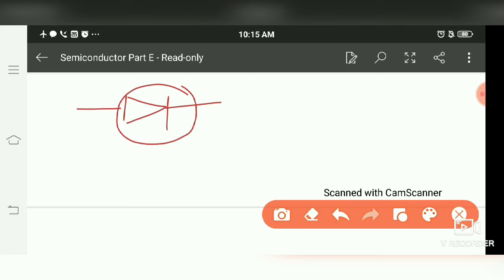As it takes light, it is called a photodiode.